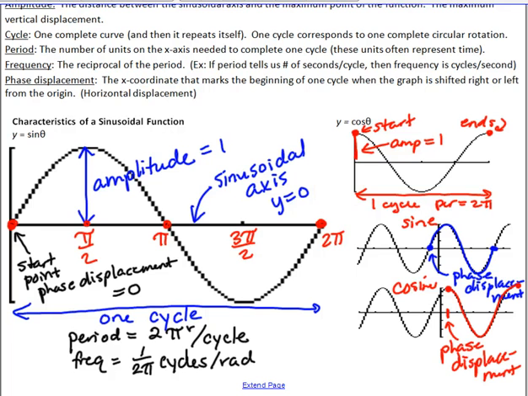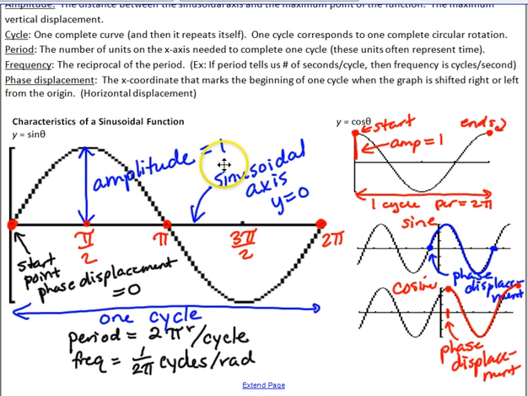So first of all, I want to point out that we have a function y equals sine of theta. We have one cycle of the function, which goes from 0 to 2 pi, and you're familiar with that. There are four important characteristics of the sinusoidal function that I want to tell you about. The first one is called the sinusoidal axis. This is the line that divides the graph in half horizontally. When we have the equation y equals sine of theta, that horizontal line is the x-axis, or y equals 0.